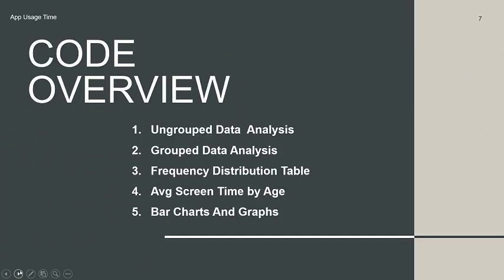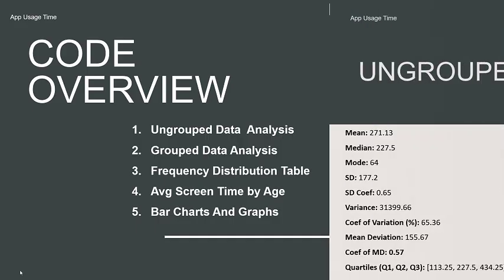Basically, my code is divided into five different major parts. First one is the calculation of ungrouped data analysis. Second one is grouped data analysis. Third one is frequency distribution table. Fourth one is average screen time by age. And fifth one is bar charts and all the graphs.